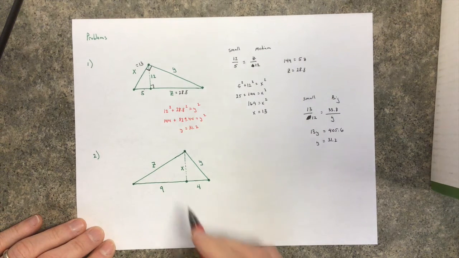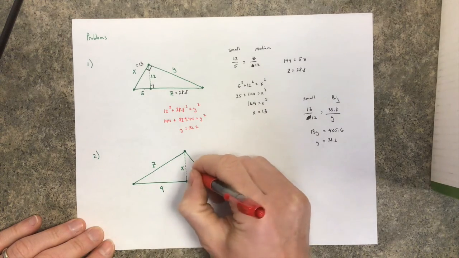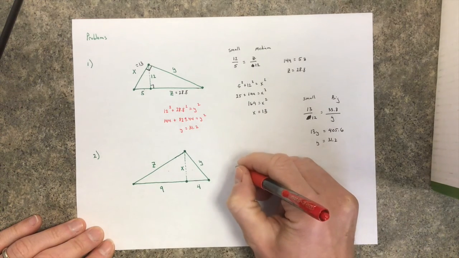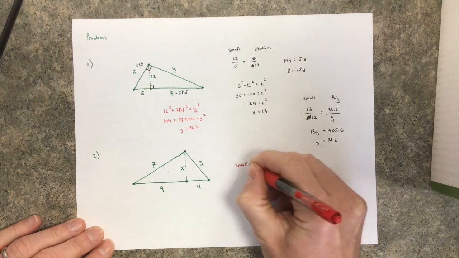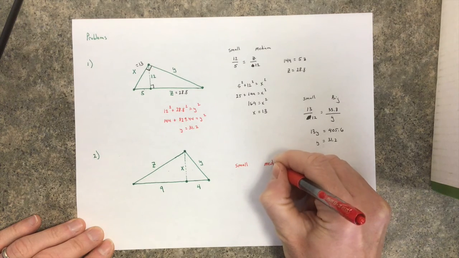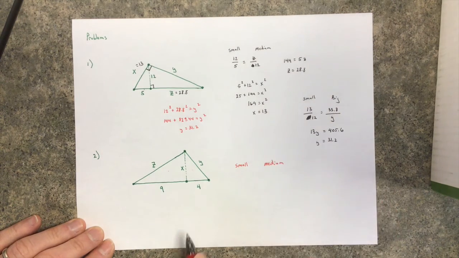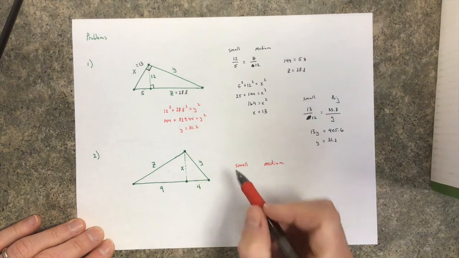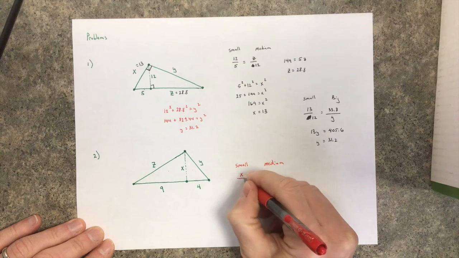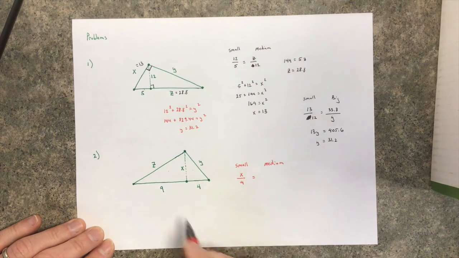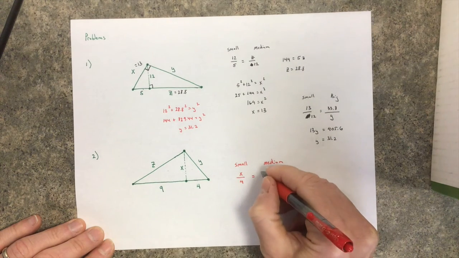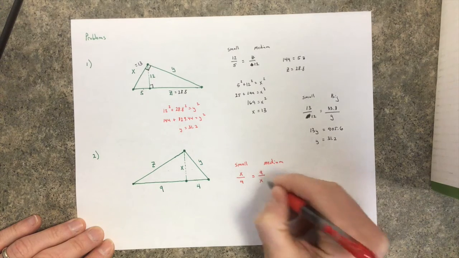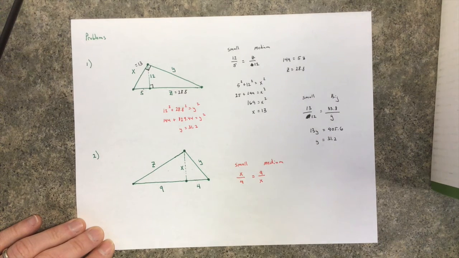Let's do small and medium first. So I'm going to look at this triangle versus that triangle. I'm going to look at the small one, and I'm going to look at the medium one. If I look at the small triangle, I'm going to say long leg is to short leg. And I'm going to look at the medium triangle. Long leg is to short leg. All right, makes sense. Long leg is to short leg as long leg is to short leg. They have to be in the same ratio because they're similar triangles.